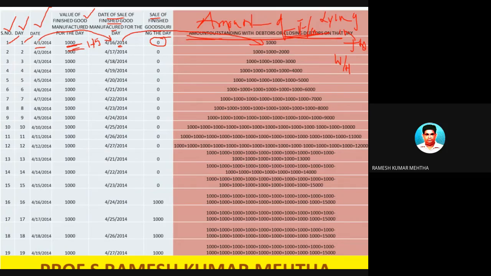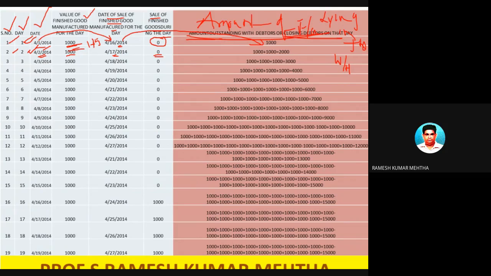Hope this point is over. Second day again, we are manufacturing on 2nd April 2014 another 1,000 rupees worth of finished goods, and this will be sold after completion of the 15th day. So you add 2 plus 15, it will be sold on 17th of April. Until such time, neither this has been sold nor this has been sold. So you have to add 15 days to 2nd April. We will sell it on 17th April.